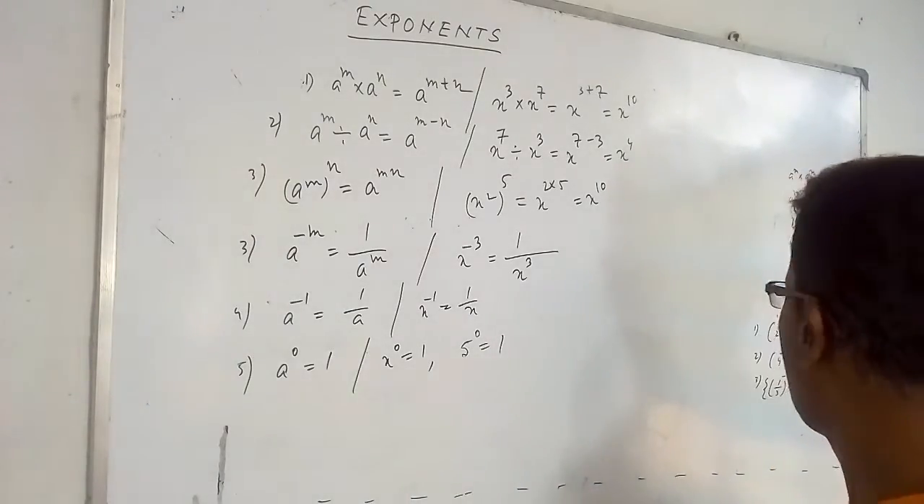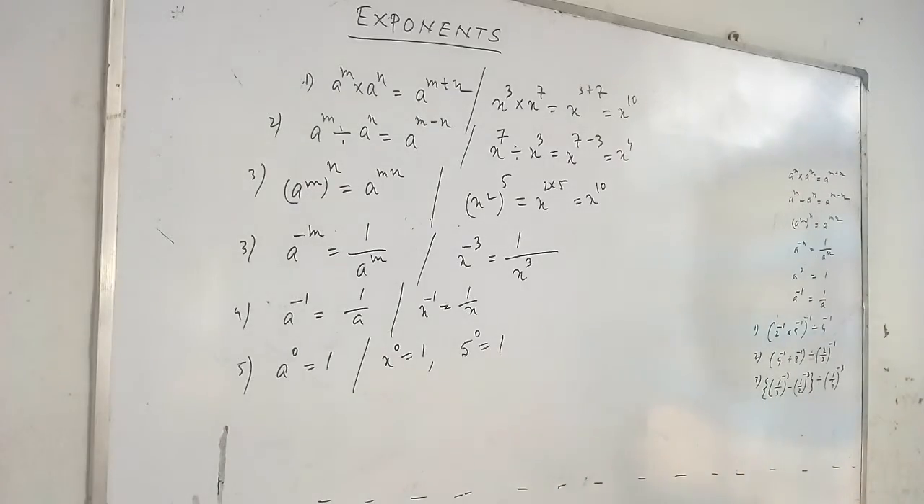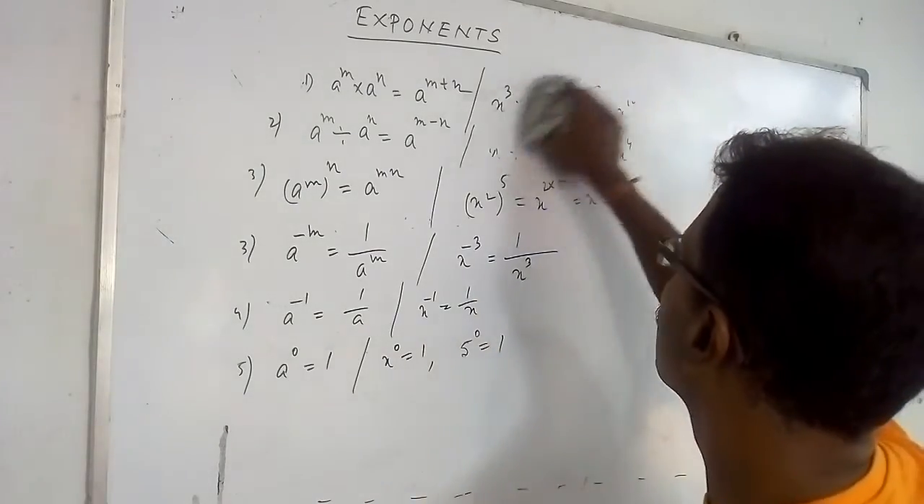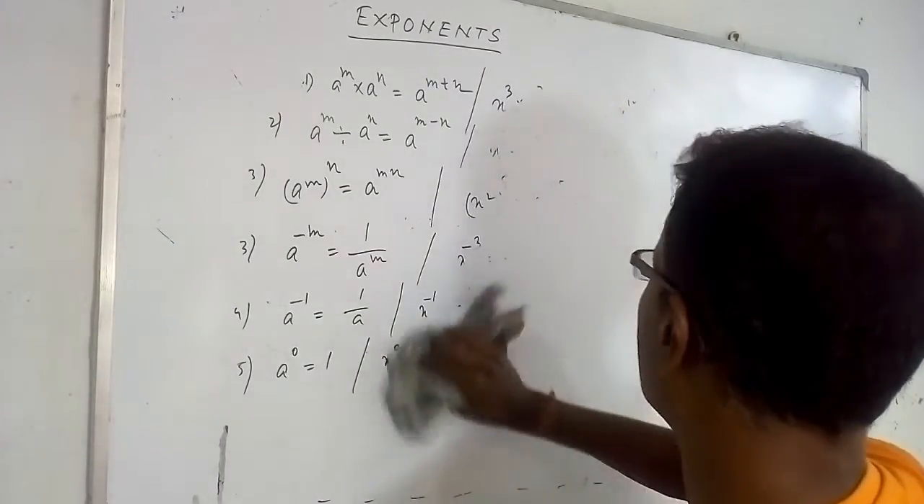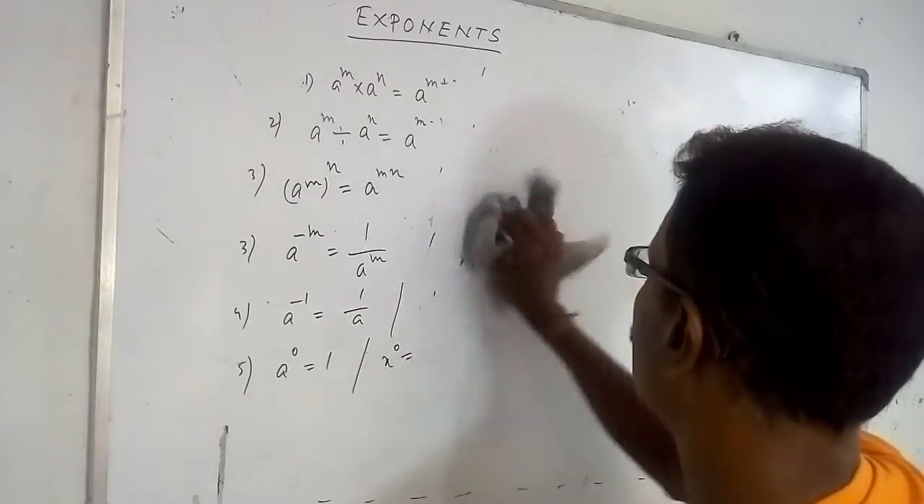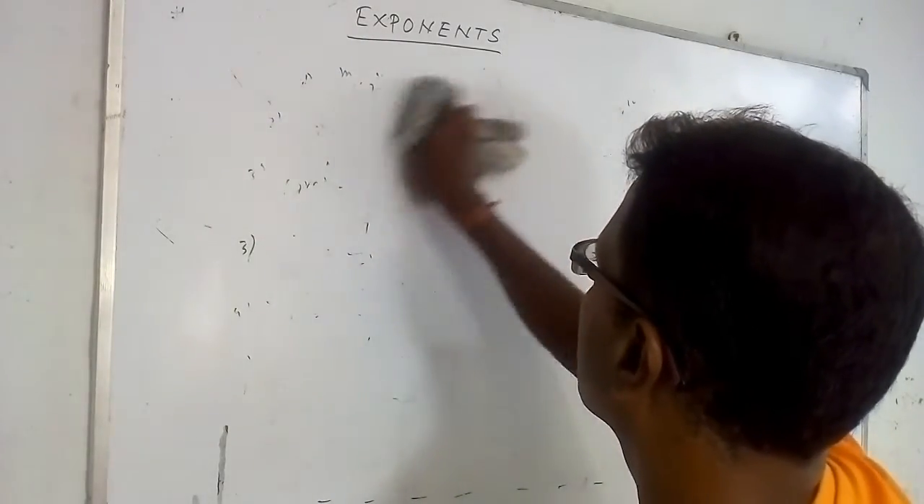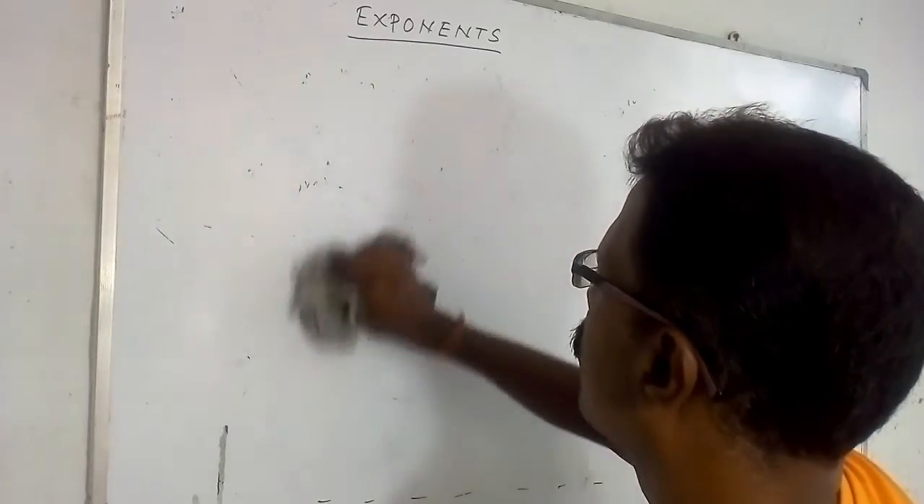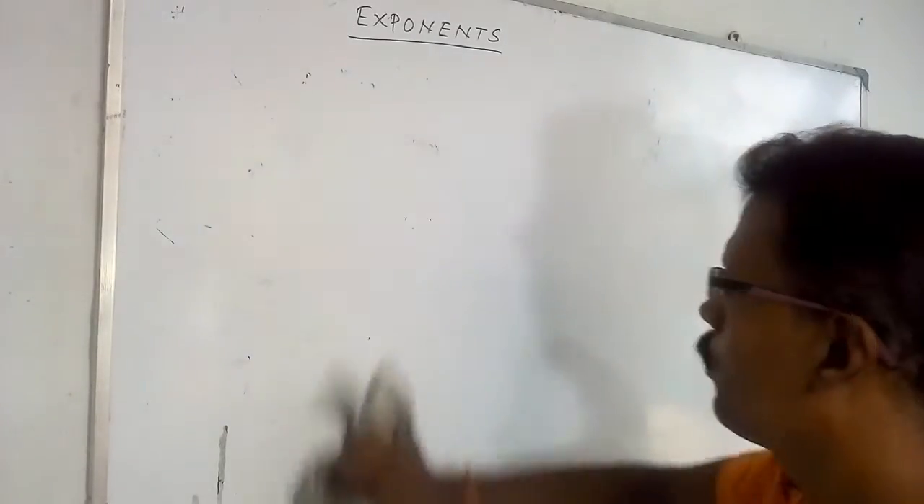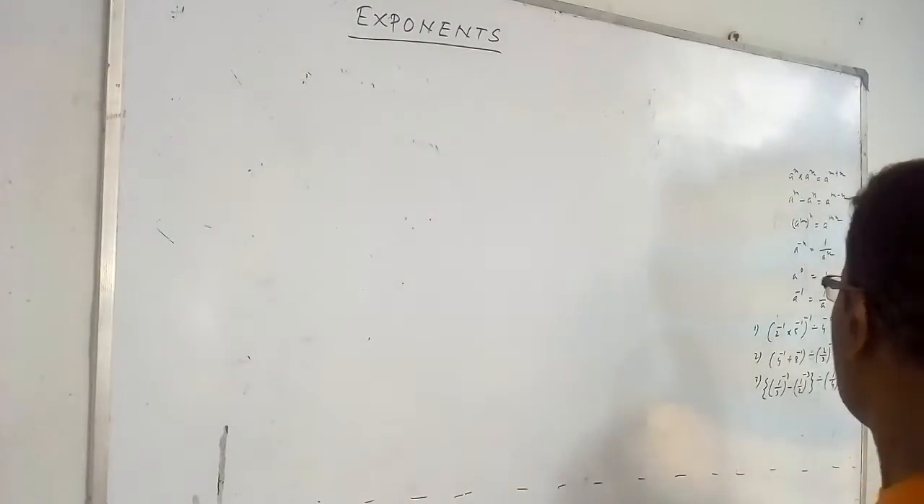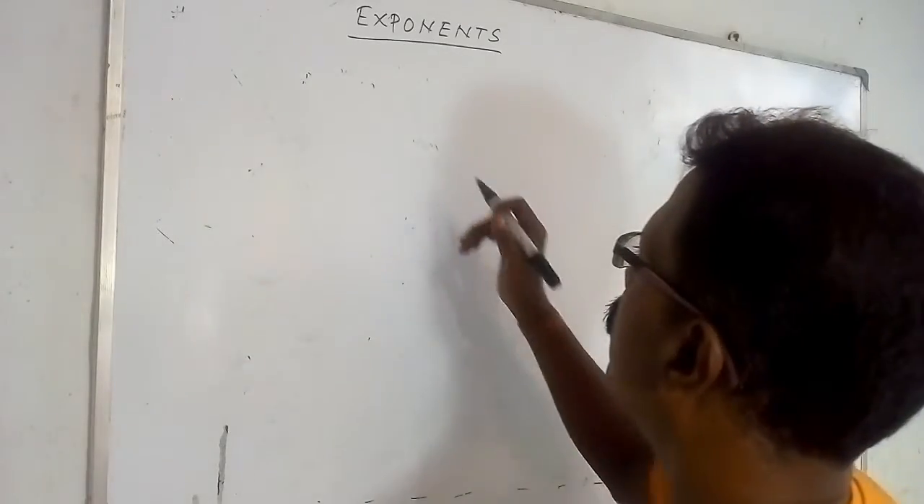So let's start the problems now. The first problem is 2 to the power minus 1 into 5 to the power minus 1.